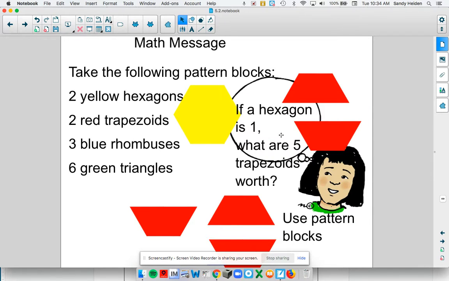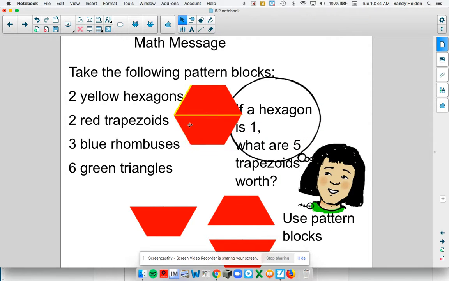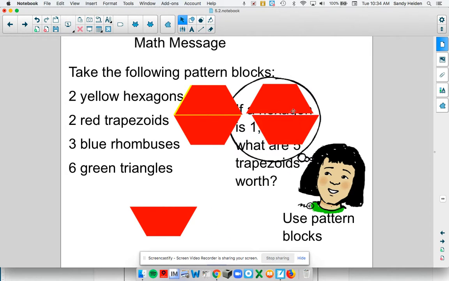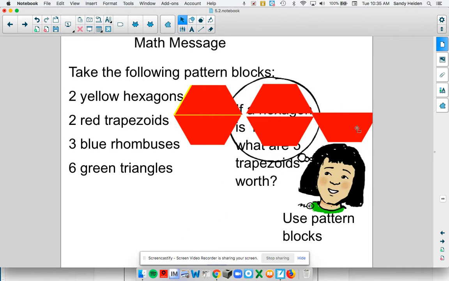Here's an example from our book that is comparing different shapes on top of each other. So if you say a hexagon is 1, what are 5 trapezoids worth? So let's put them on top. 1, 2, that would make 1. And then 1, 2 would make 2. And then you'd have a half left over, 1 out of 2.